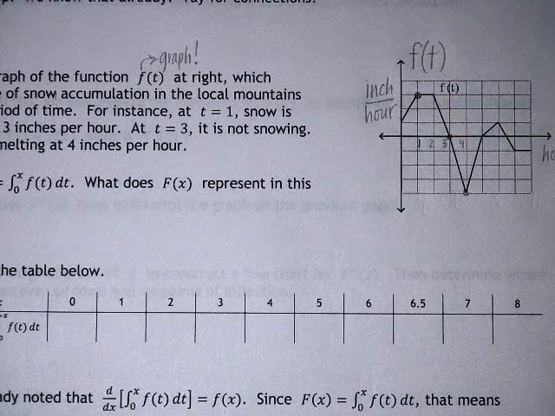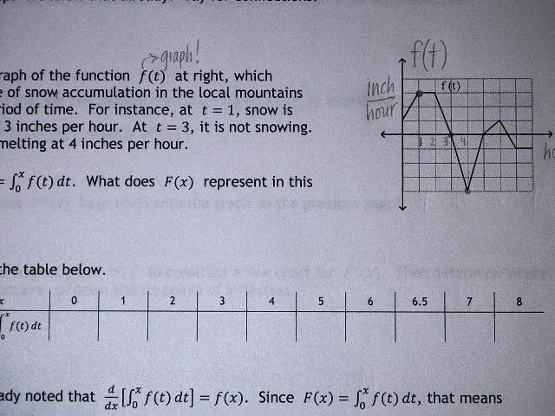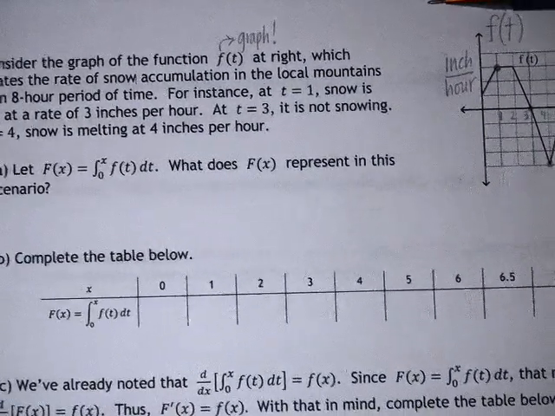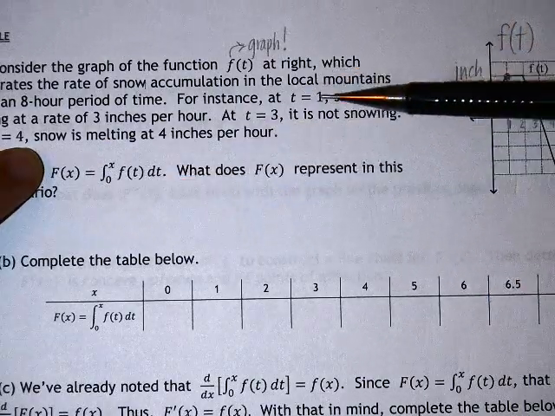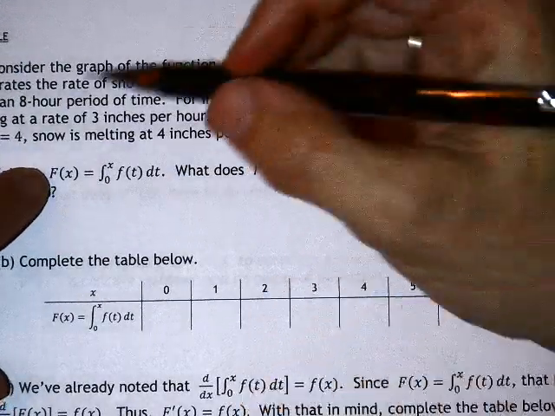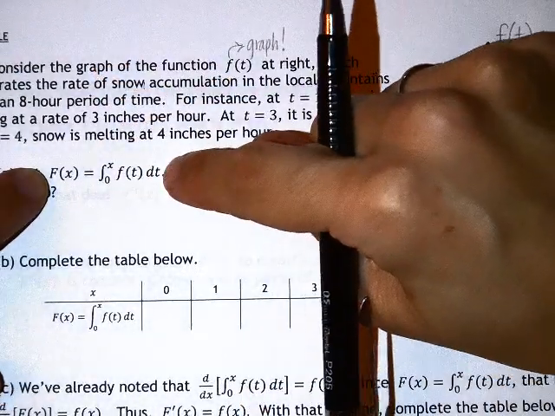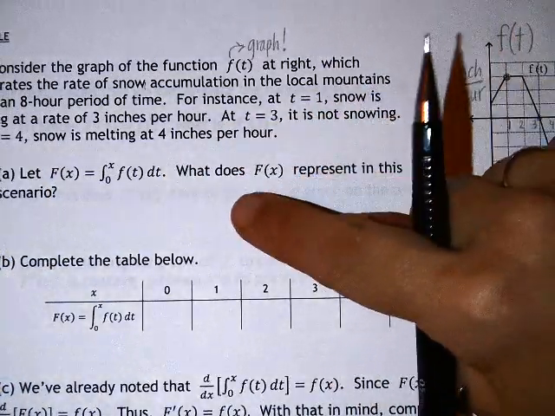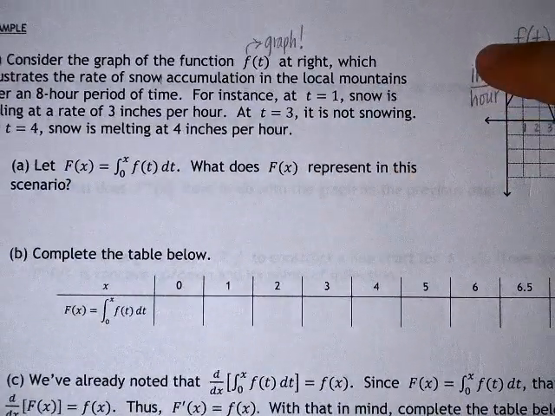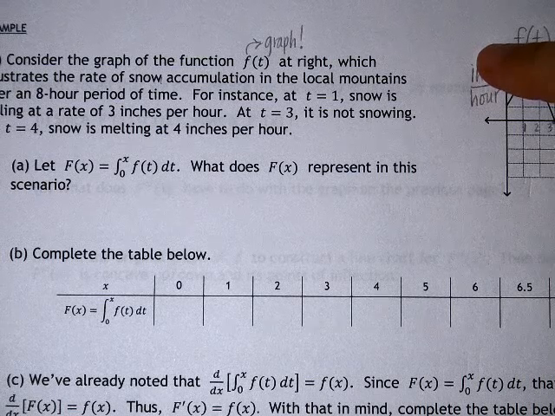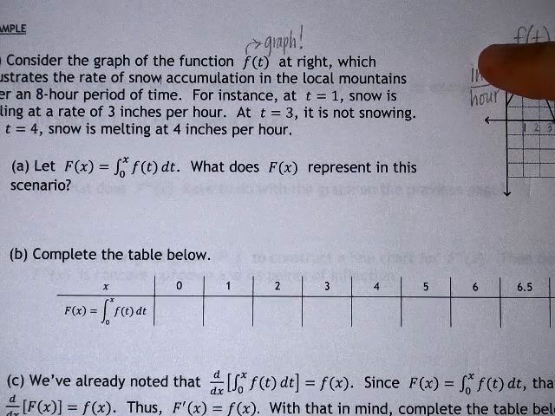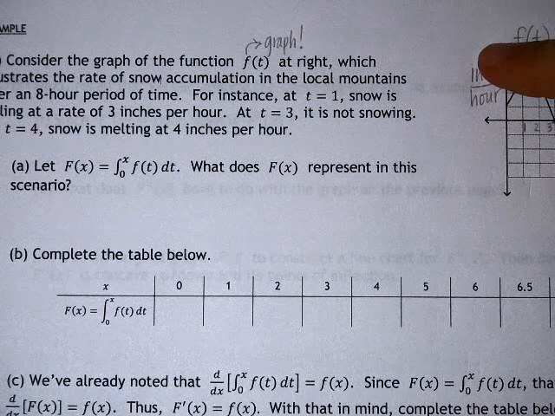So it's a rate. Now, in letter A, it says to let big F, there's a choice, represent this integral. So, okay, big F is this function. Big F is this thing here. It says, what does big F represent in this scenario? Now let's think about this for a second, because there are two different interpretations that you can use, and maybe one of them will make more sense than the other.